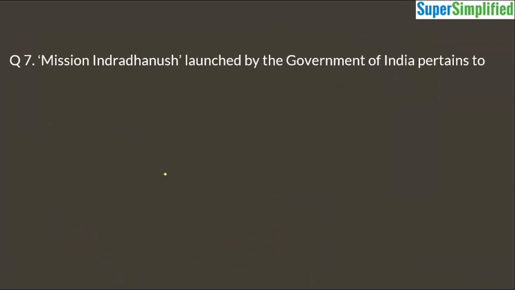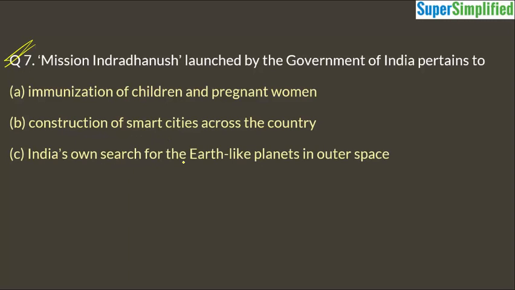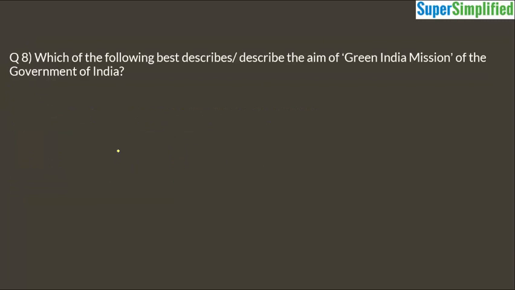Now let's move ahead. Question number 7. Mission Indradhanush launched by the government of India pertains to: A. Immunization of the children and pregnant women, B. Construction of smart cities across the country, C. India's own search for Earth-like planets in outer space, and D. New educational policy. Now this is a straightforward question. Mission Indradhanush is actually for immunization of the children and pregnant women. Okay. Now question number 8.